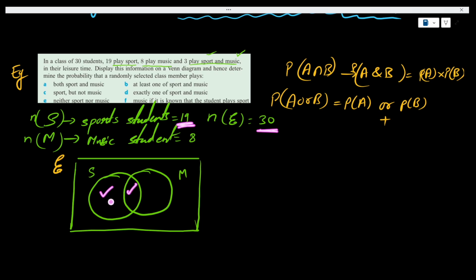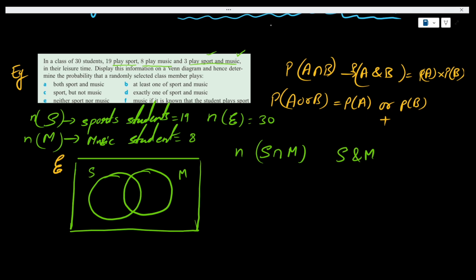Now what students mistakenly do is write 19 here. That's wrong, because this part and this part together, this whole circle, the number of sports students, should be 19. Similarly, music can't be 8 written here, because this part is only music. This part is only sports. But this is the common part, the students who are in sports as well as music. So that is why we take sports intersection music, that means sports and music.